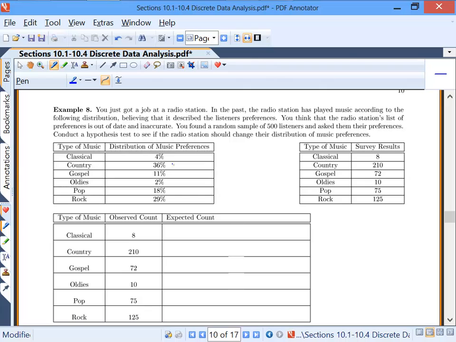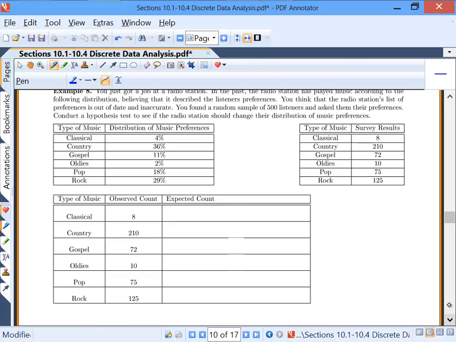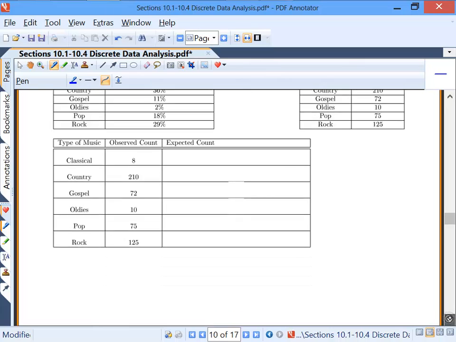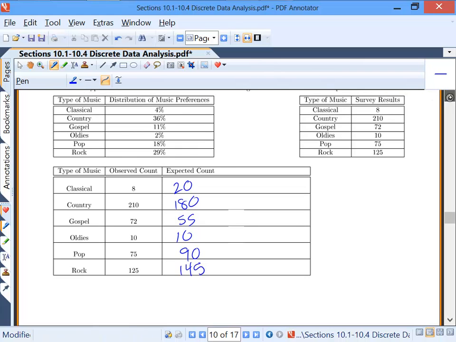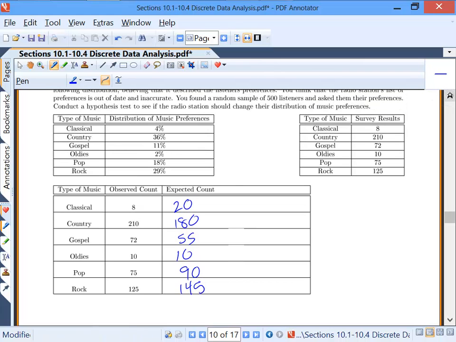Okay? And this is a situation where the station's probably not going to want to change their policy unless you have overwhelming evidence that it has changed, because changing any policy is always time-consuming and expensive usually. Okay? So I can tell you that the expected counts are 20, 180, 55, 10, 90, and 145. Okay, to save us some time. And I guess I should have said, what test are we doing here first? Goodness of fit.